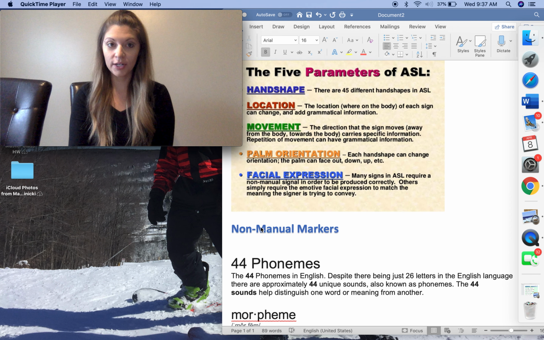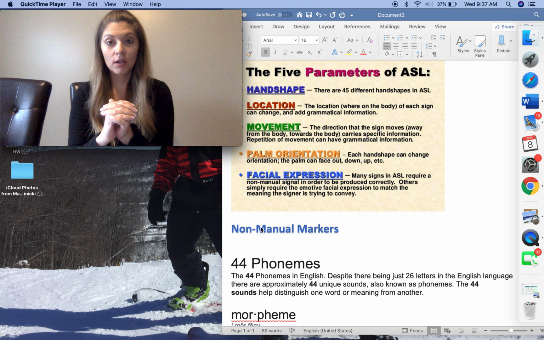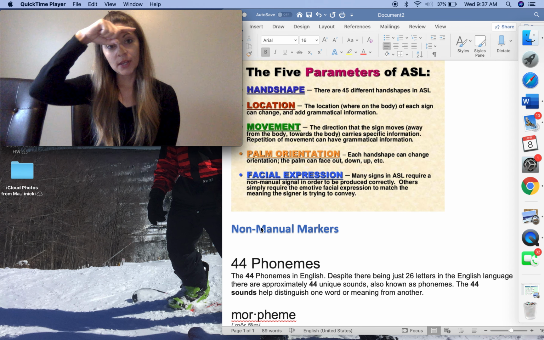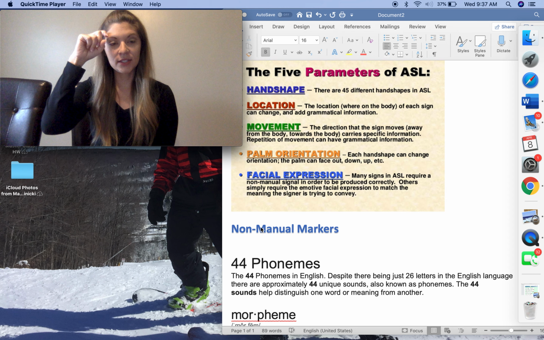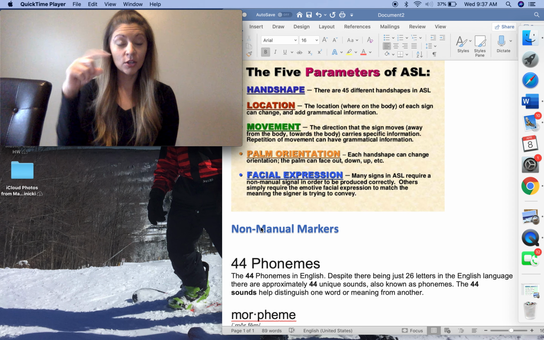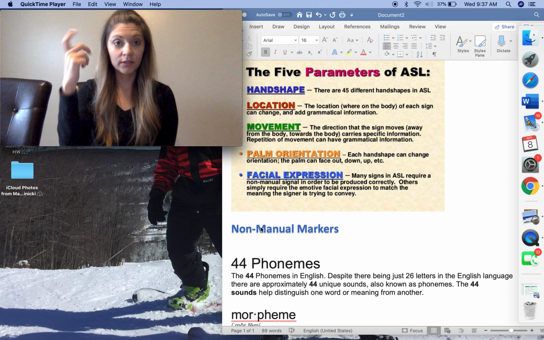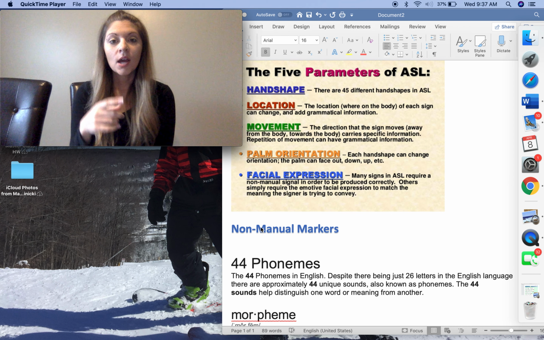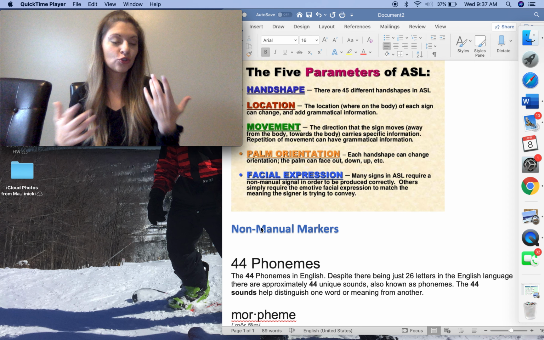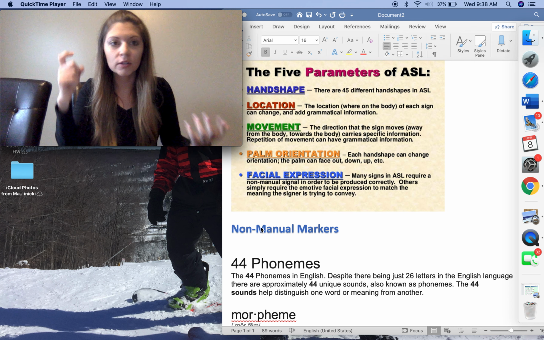And here's a really great example, actually 2 great examples. The sign for summer. I have an X hand shape, the letter X. So it's kind of like a 1 to an X, and I drag it across my forehead. Summer. So hand shape, 1 to an X, location, forehead, movement from, for me, left to right, depending on if you're left-handed or right-handed. My palm orientation is down, and my facial expression could be kind of neutral, or depending on what you're talking about, like summer, I love summer, depending.